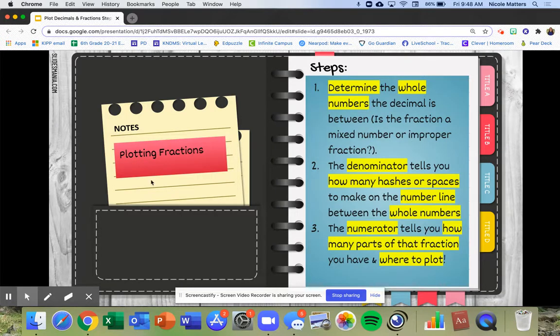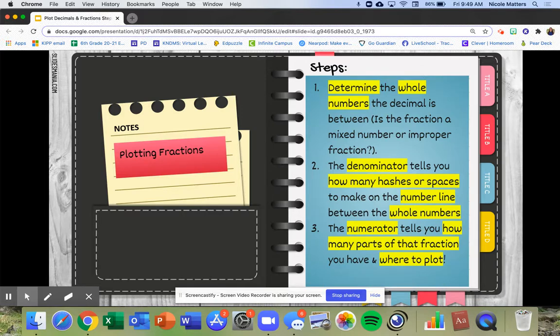Okay, let's look at the steps for plotting fractions. The first step, similar to with decimals, is determine the whole numbers the fraction is in between. Is the fraction a mixed number or improper fraction? The second step, and remember, if it's a mixed number or an improper fraction, you might need to convert it, which I will show you in a few moments. The second step, the denominator tells you how many hashes or spaces to make on the number line between the whole numbers. And remember, you have two whole numbers that you need to figure out where you're plotting your fraction.